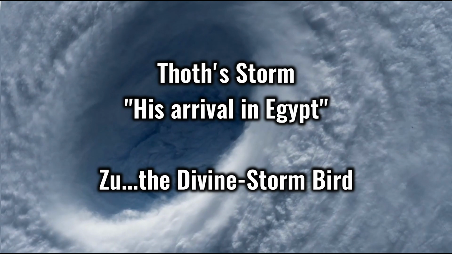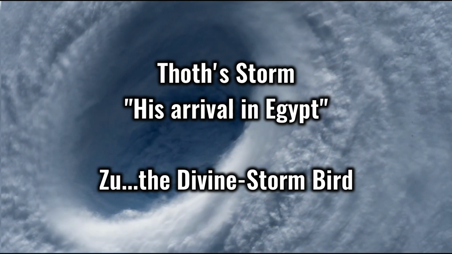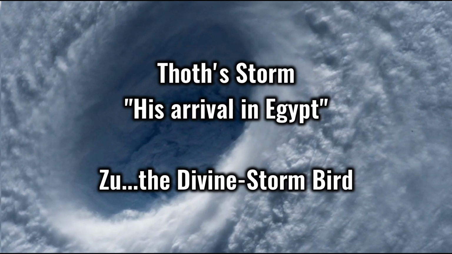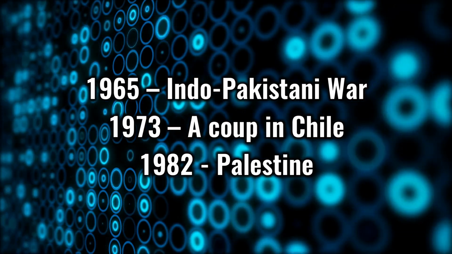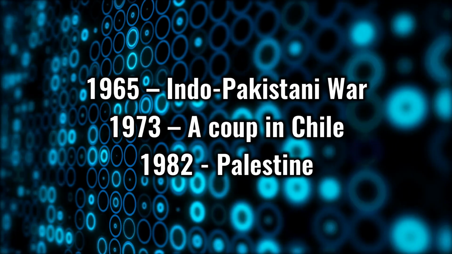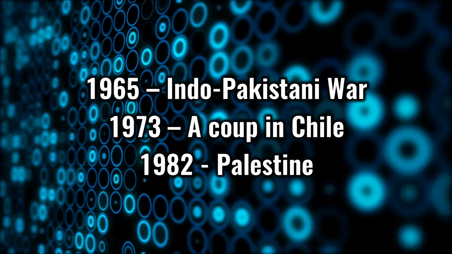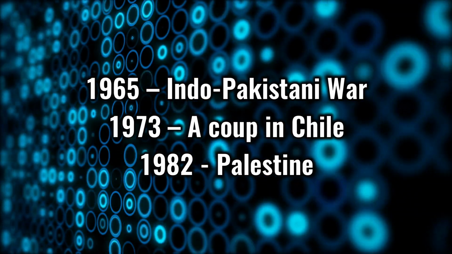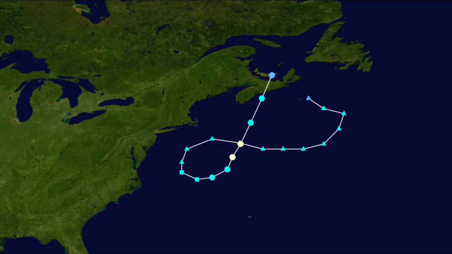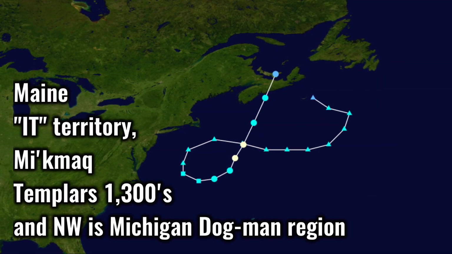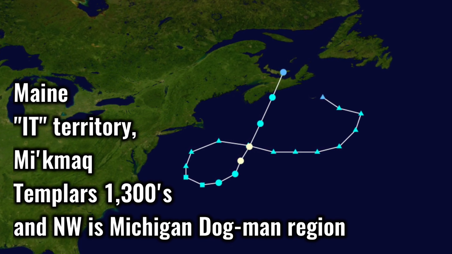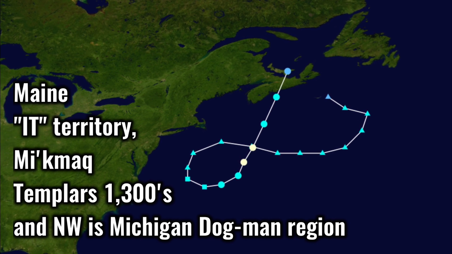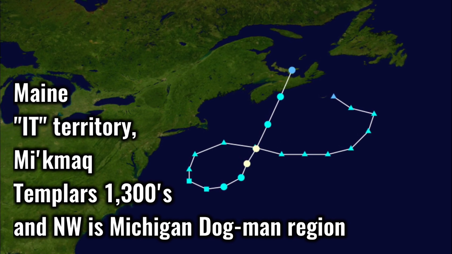1954, Hurricane Edna. 1961, Hurricane Carla. 1965, Indo-Pakistani War. 1973, a coup in Chile. 1982 is worth looking at. 1991, the same day of the New World Order speech by President Bush. Oddly enough, the same day as the storm of the century, which wiped out Bush's holiday home.